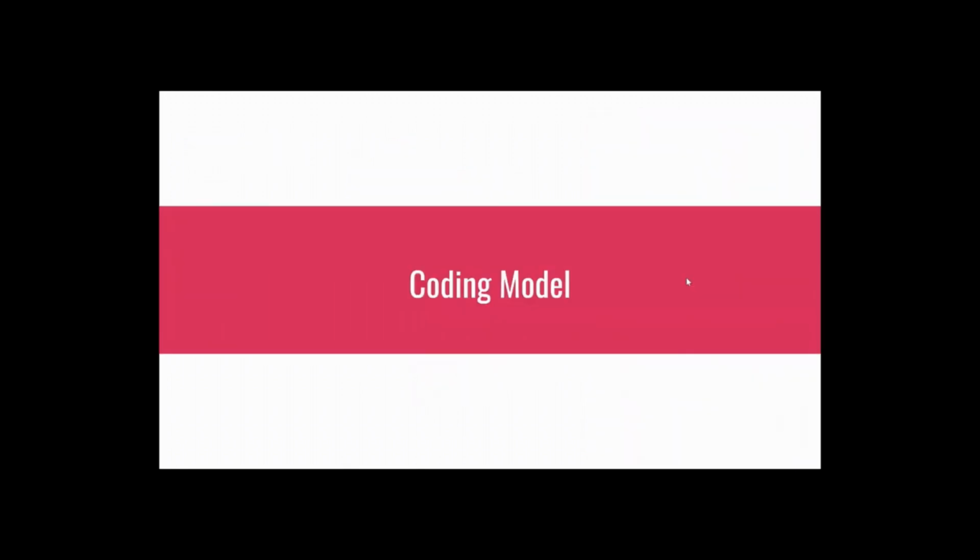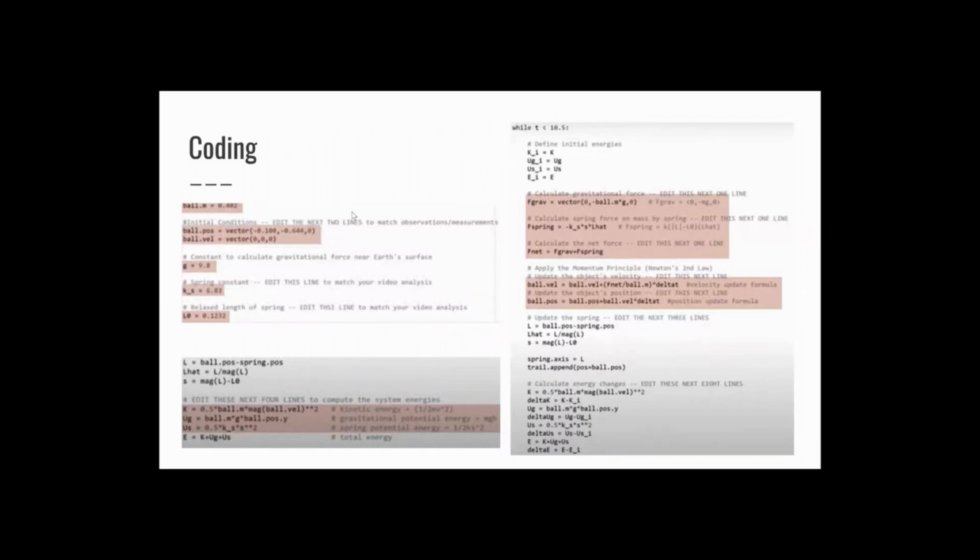Going on to the coding model. As you can see, the first box over here illustrates the initial conditions that I had for coding, which again were similar to what I had with the observed model. So mass was the same, original position vector and velocity were the same, force of gravity and the spring constant, and then the relaxed length of the spring was 0.1232.